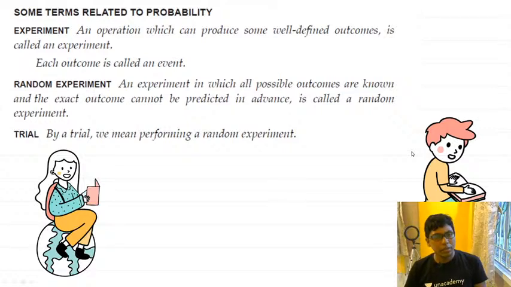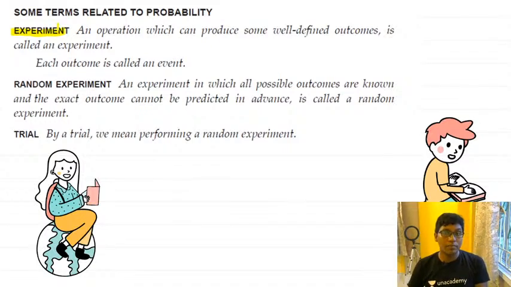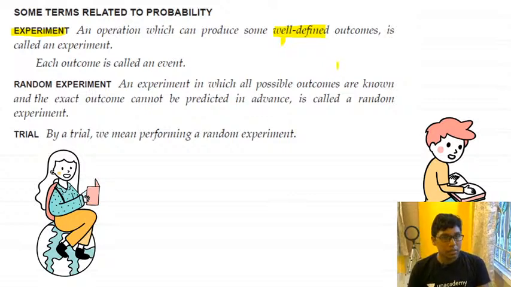So first of all, I will be going with the topic called experiment. The term experiment. So what is an experiment? An operation which can produce some well defined outcomes is called an experiment. The outcomes that we will be having need to be well defined. The definition should be proper and perfect. Each outcome is known as an event. So, an experiment is an operation which can produce some well defined outcomes, and each outcome is called an event. Clear?